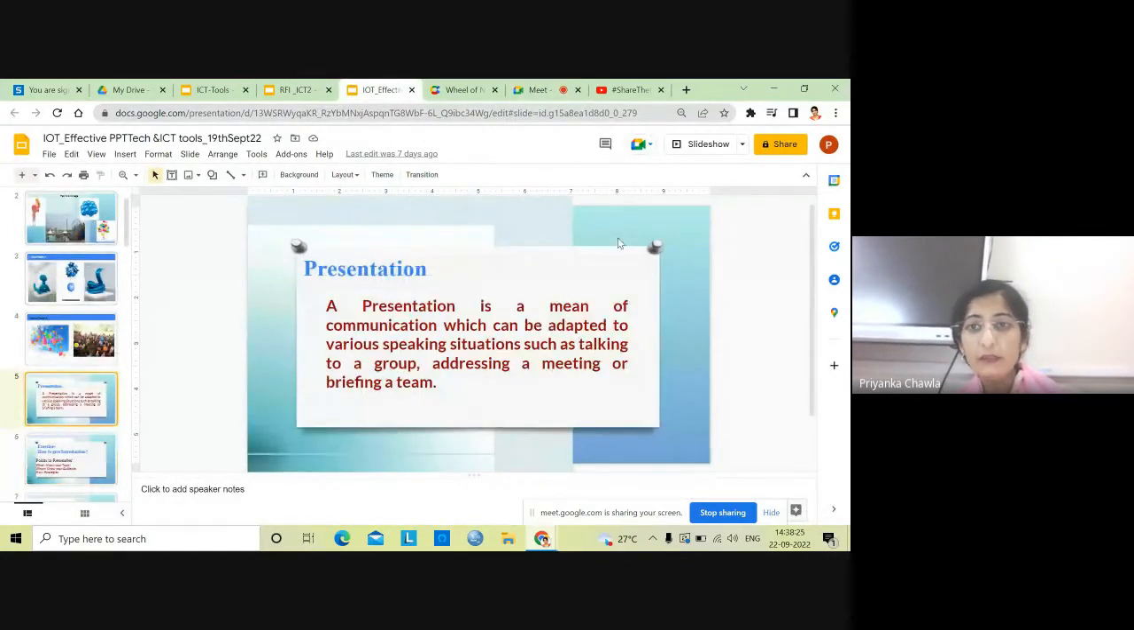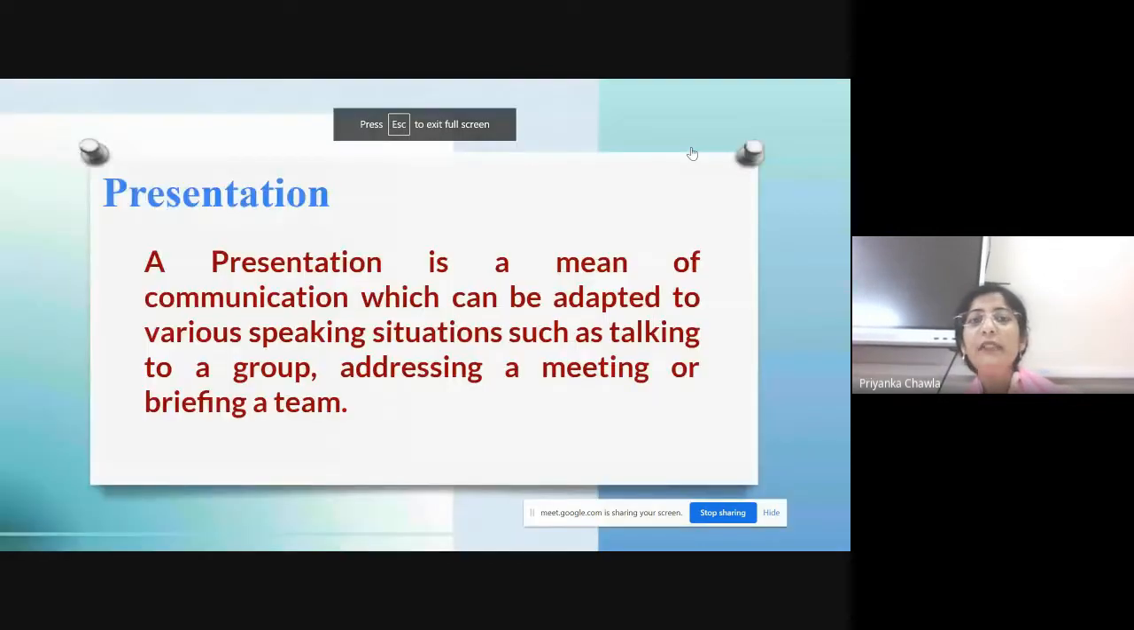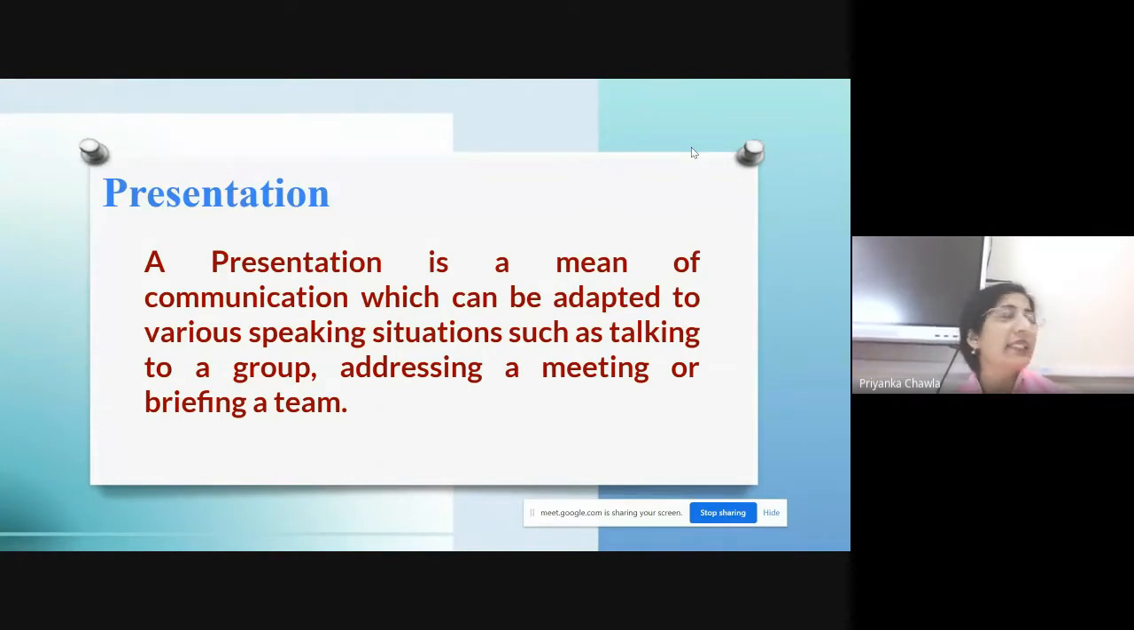So what is presentation? Presentation means you are communicating with the audience, with a group of people. You are the center of the attraction. That means you have to answer the questions. Some people get nervous while answering the question. Some people know how to answer, but they do not deliver it in a proper way. So, to add a cherry on the cake, presentation is required. You need a proper skill of delivering the presentation, right?